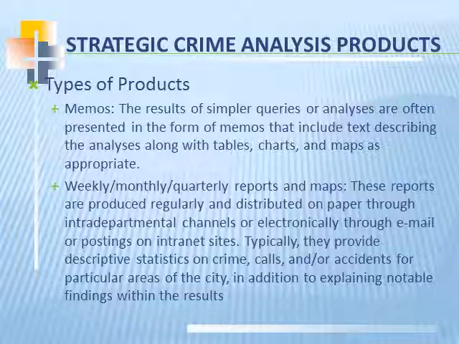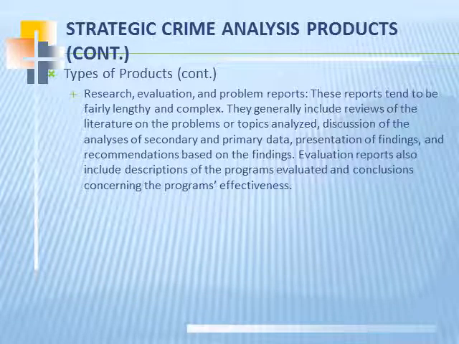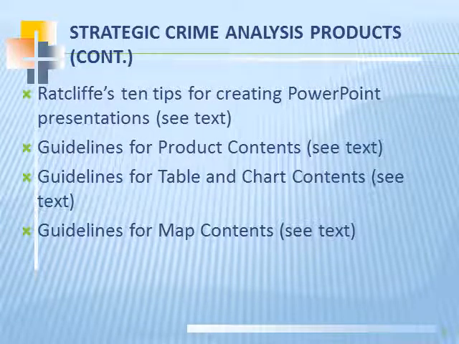Strategic crime analysis products include memos, monthly, quarterly reports and maps, annual reports, special reports, and research evaluation and problem reports. Every strategic crime analysis product should include the following basic elements: title, tables, graphics or maps, analysis findings, disclaimers, recommendations, file paths, credits, and date of creation.